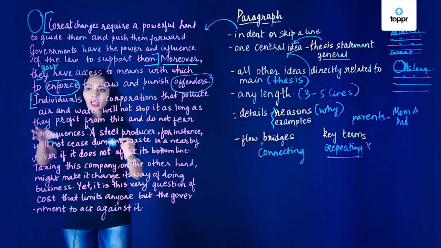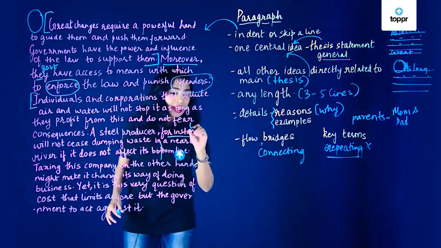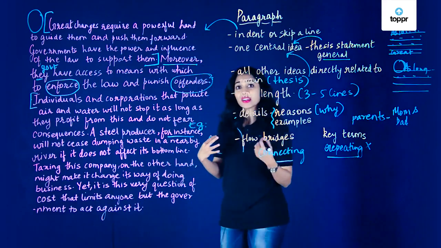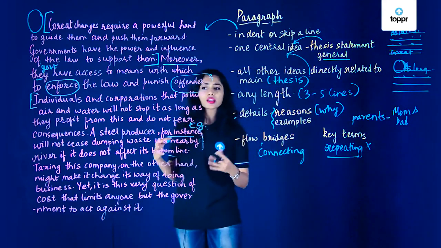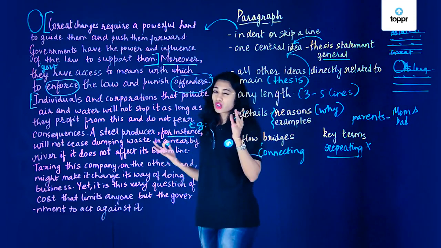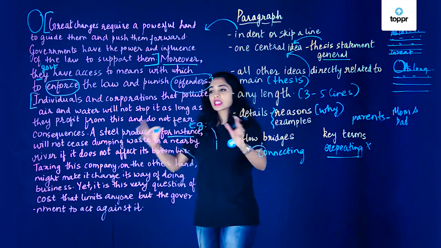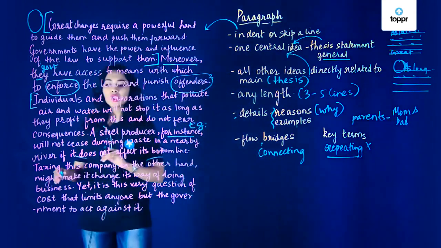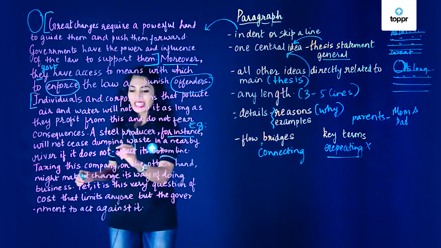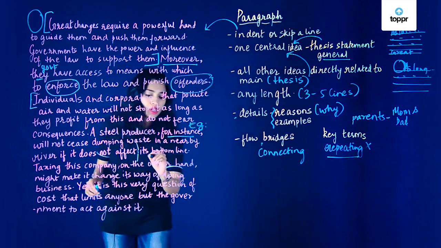So I'm talking a steel producer, for instance. I'm giving you an example here, which is very important. This makes it interesting. If you know the name of a specific company, you can do that, but it's never good to offend anyone. So I've just given you an example. A steel company, for instance, will not cease dumping waste in the nearby river if it does not affect its bottom line.